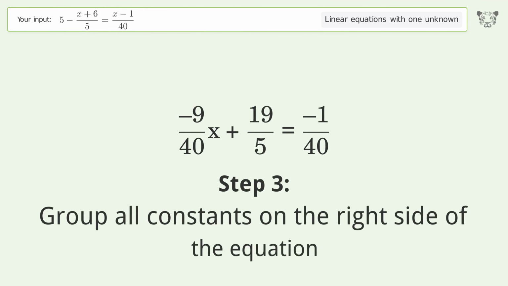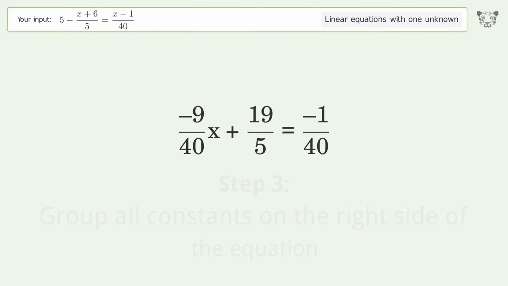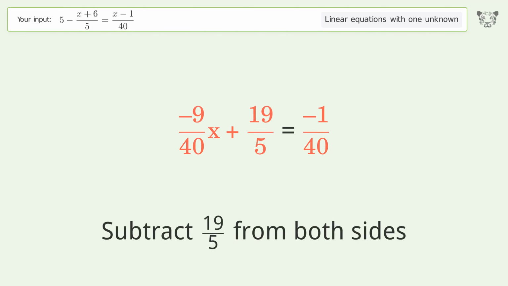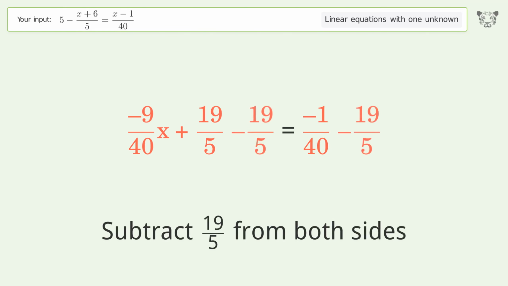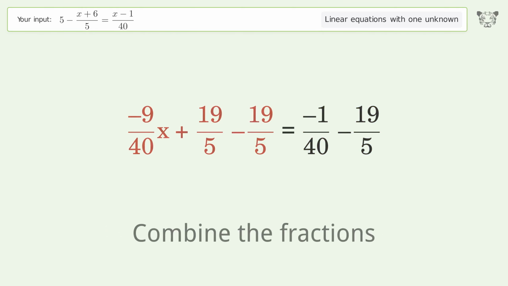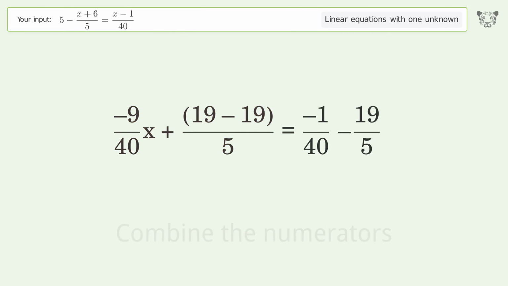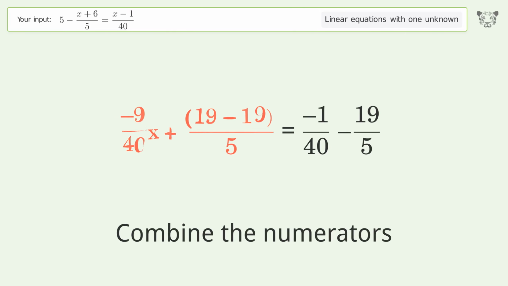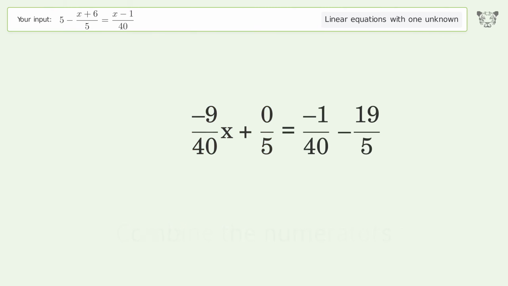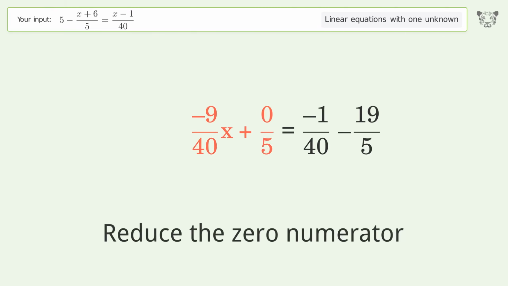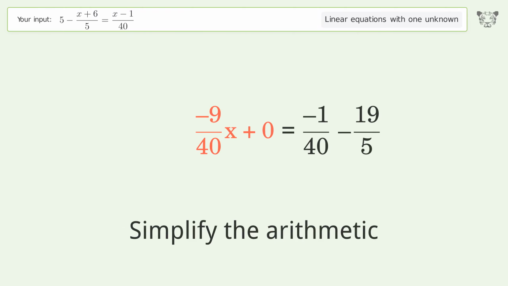Group all constants on the right side of the equation. Subtract 19 over 5 from both sides. Combine the fractions. Combine the numerators. Reduce the zero numerator. Simplify the arithmetic.